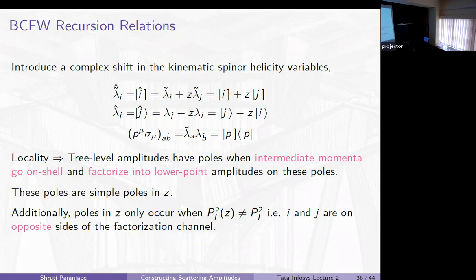Okay. All right. So now we want to play a similar game as we did with the 3D recursion relations. When will there be poles in Z? There will be poles when intermediate momenta go on shell. If these two, I and J, lie on the same side of the factorization channel, then the intermediate momenta don't depend on Z, so you don't get a pole in Z. So you need them to be on opposite sides, and in that case there is a single pole that you pick up.